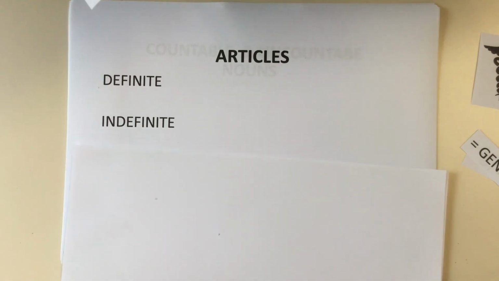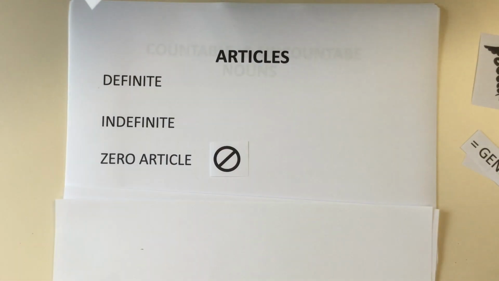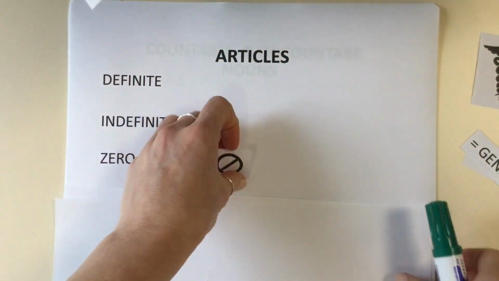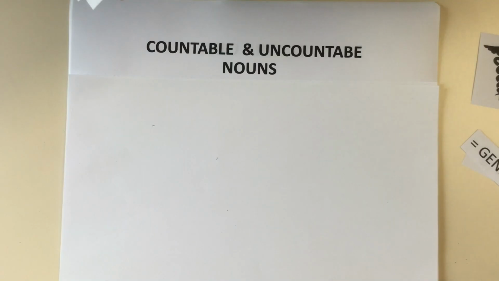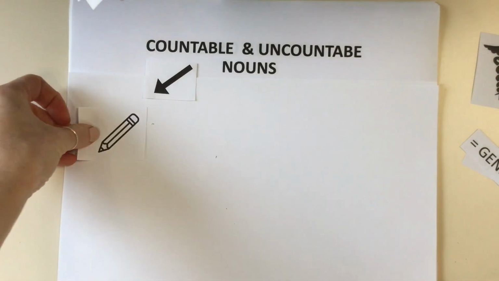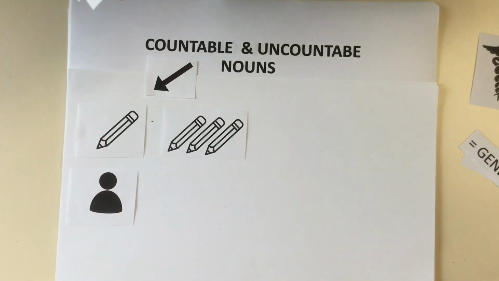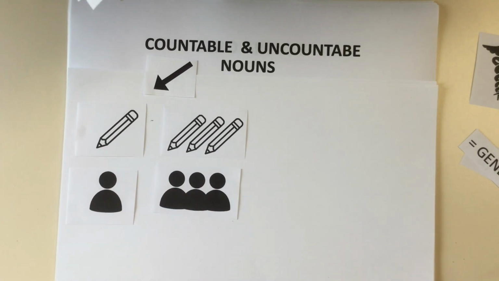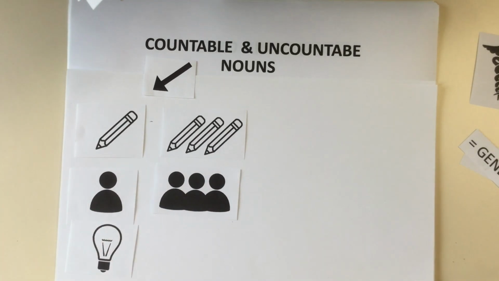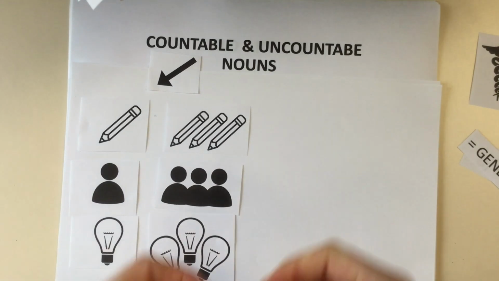To know when to use zero article, you first need to understand the difference between countable and uncountable nouns. Countable nouns are quite simply nouns you can count. They are often concrete, tangible objects like pencil, 1 pencil, 3 pencils, or person, 1 person, 3 people. However, countable nouns are not always tangible. Idea, for example, is a countable noun, 1 idea, 3 ideas.